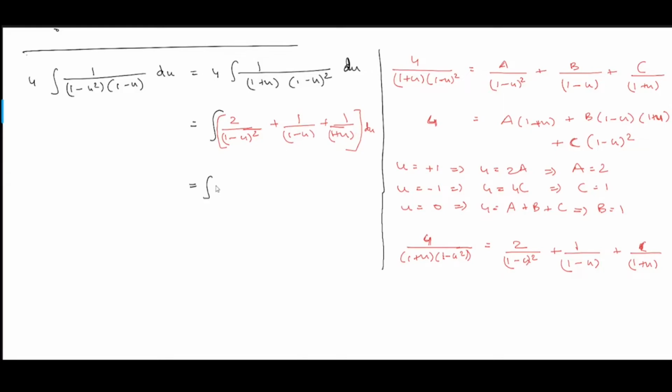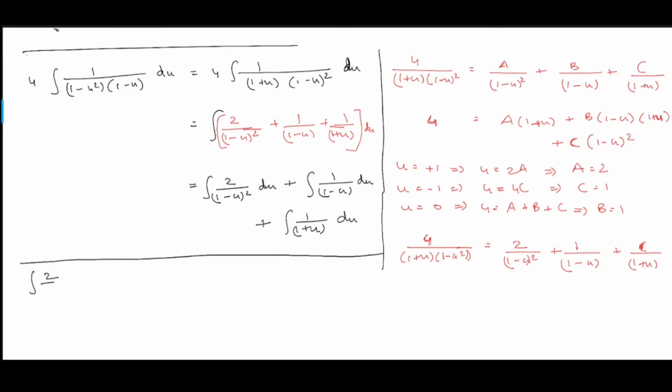du. We can write this as the integration of 2 by 1 minus u whole square du plus the integration of 1 by 1 minus u du plus the integration of 1 by 1 plus u du. What can I do now? I just have to do separate integrations. I have to find the integration of this, 1 minus u whole square du.